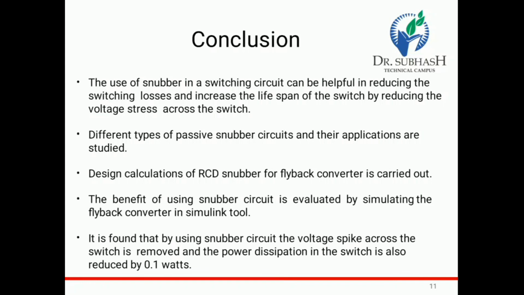So dear my friends, a snubber circuit can basically be used to reduce the switching loss and increase the lifespan of the switch.